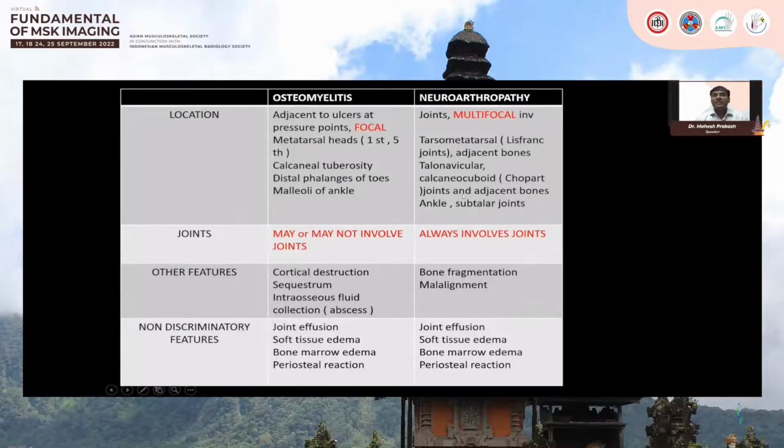So this is the typical table which shows the difference between neuroarthropathy versus osteomyelitis. Here again you can see location is important to differentiate the two pathologies. And apart from that, the joints may or may not be involved in osteomyelitis. However, in Charcot arthropathy, joints are usually involved. Other features like cortical erosions can be seen in osteomyelitis, and bone fragmentation and malalignment can be seen in chronic Charcot arthropathy.